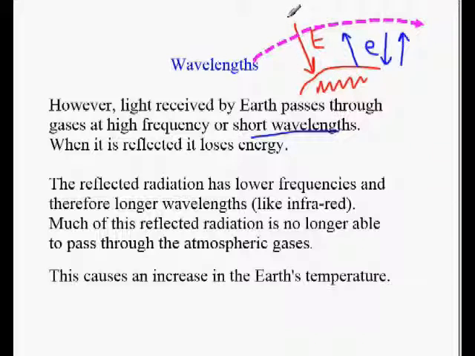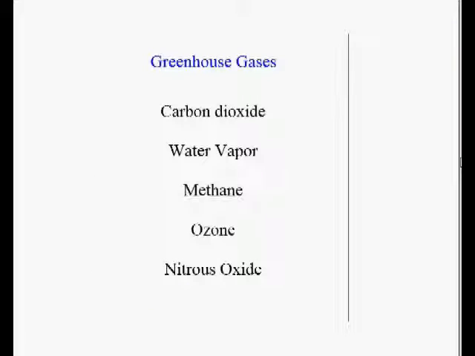When radiation comes in, it's high energy and short wavelengths. Energy gets absorbed by the planet. It then bounces back out at a smaller energy, but a longer wavelength. And that longer wavelength cannot get through the atmosphere, and so it stays inside. So the gases in our atmosphere help us to retain more of that energy coming in, and this causes an increase in the temperature of the planet. And we call it the greenhouse effect.